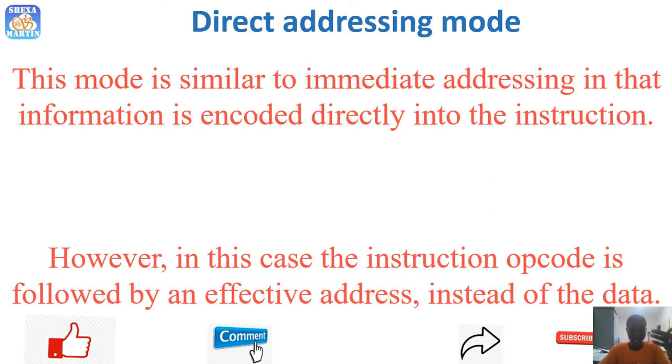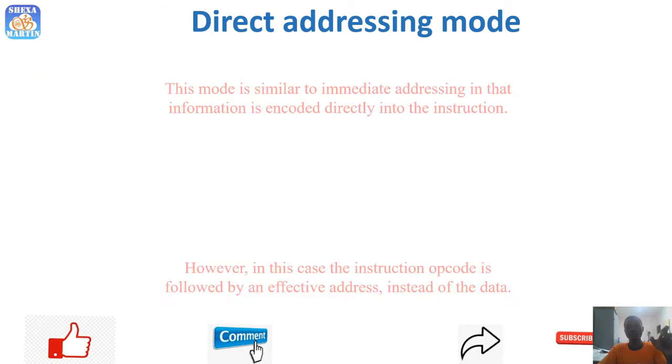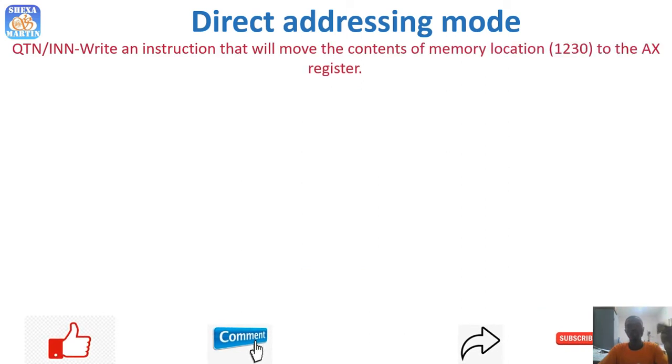However, in direct addressing mode, the instruction opcode is followed by an effective address instead of the data. So what we mean is, let's start with this takeaway. Write an instruction that will move the contents of a memory location.